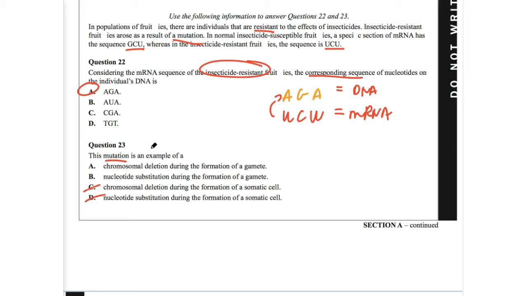The next thing we want to look at is what's different between the two. So when we compare these two sequences of GCU and UCU, these two are the same. We know that G and U are different, so we know there's been a substitution, not a deletion. Therefore, A goes away and B is correct because it's a nucleotide substitution during the formation of a gamete.